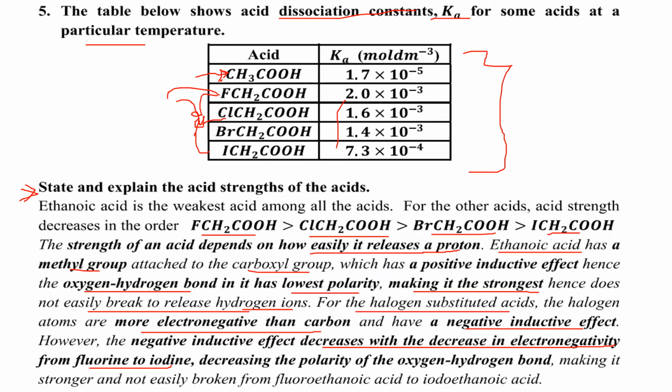And once we do so, we decrease the polarity of the oxygen to hydrogen bond, making it very hard to break. The oxygen to hydrogen bond does not easily break in solution to release protons to the solution. Therefore, fluoroethanoic acid is the strongest acid, and iodoethanoic acid is going to be the weakest acid.